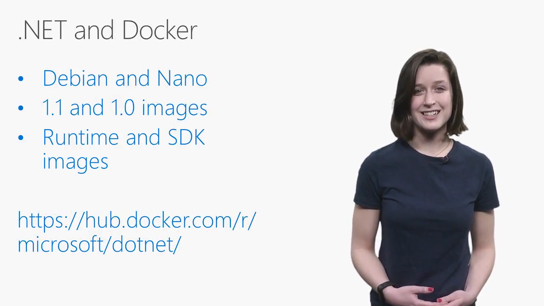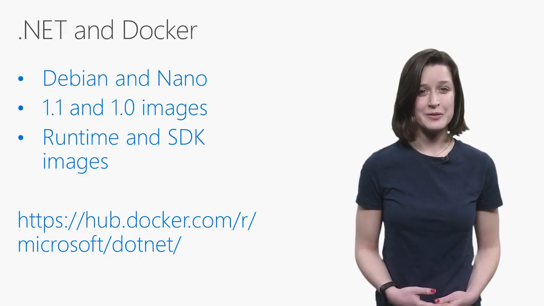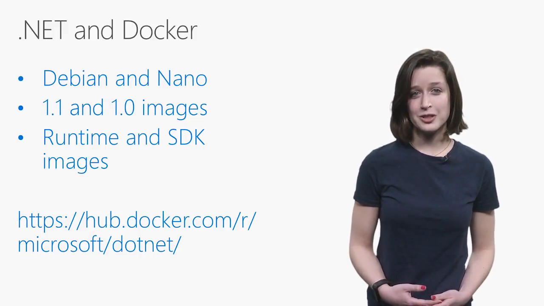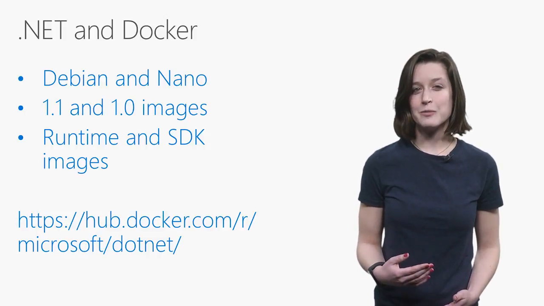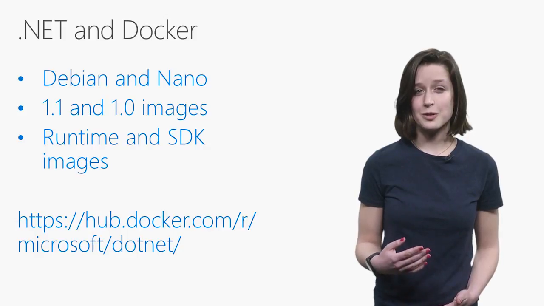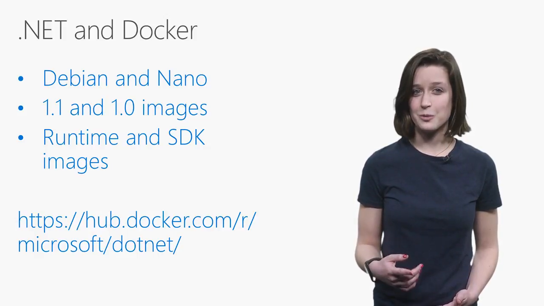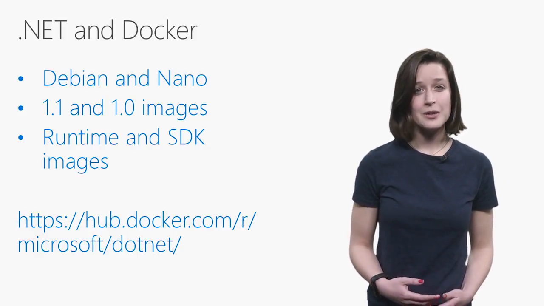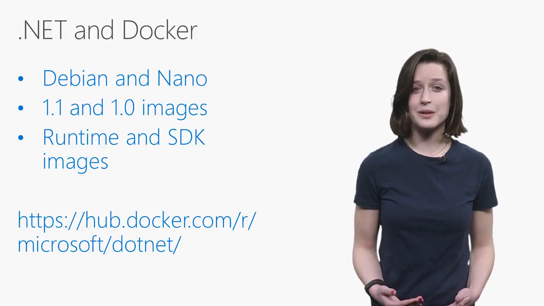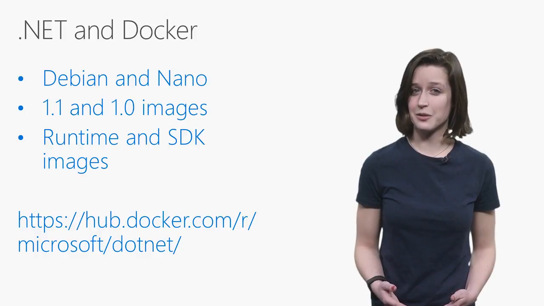Now let's talk about .NET and Docker. With every .NET Core release, we push Docker images up to Docker Hub. We provide multiple images for different scenarios. We have images for both Debian and Windows Nano Server. We have images for both release trains, that means both 1.1 and 1.0. We have SDK images that include the runtime and the latest tools, as well as lighter weight images that only contain the .NET Core runtime.